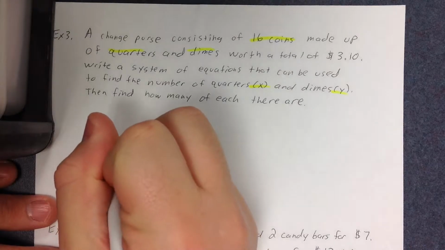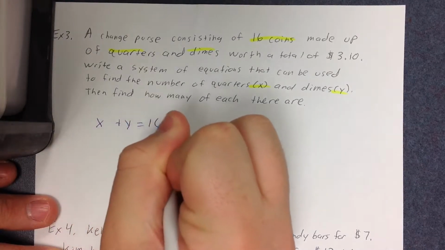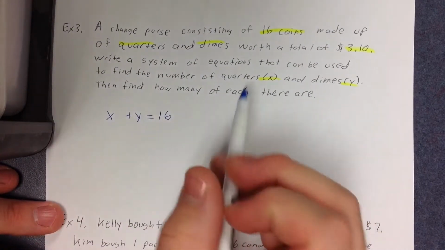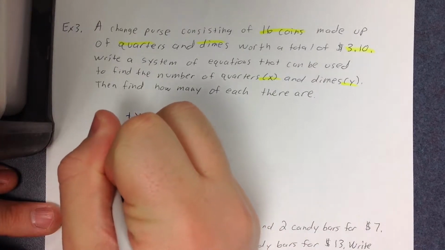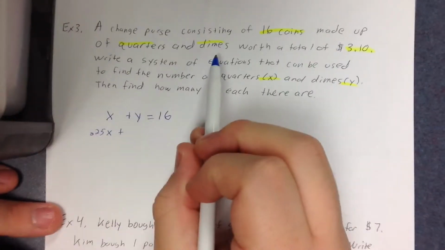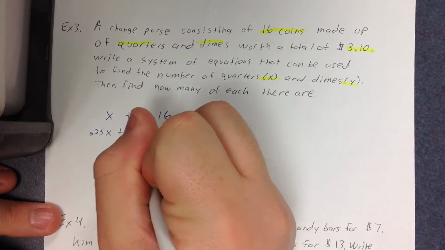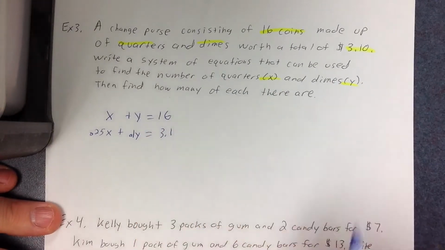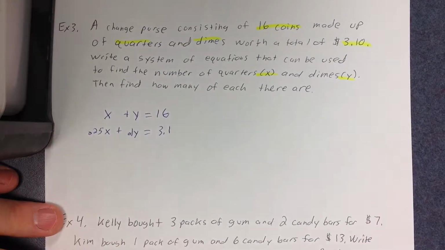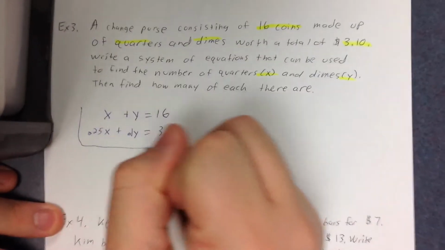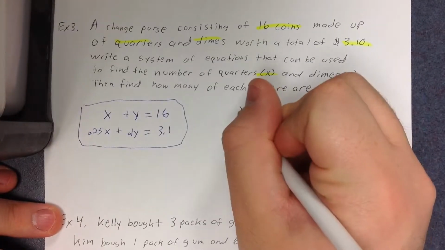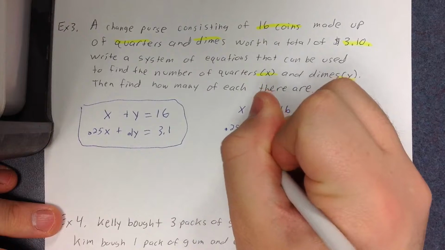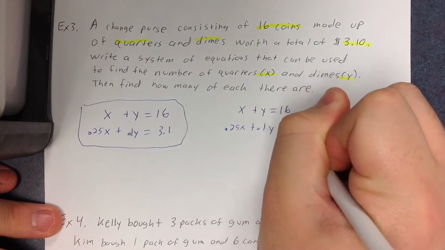So that means the number of quarters plus the number of dimes has to be 16. Then they total $3.10. So a quarter is worth 25 cents, so we can say 0.25x plus a dime is 0.1, so we can say 0.1y equals $3.10. And I'm just going to put 3.1. You can put 3.10, it doesn't matter. So this is my equation I'm going to solve. So I got x plus y equals 16 and 0.25x plus 0.1y equals 3.1.